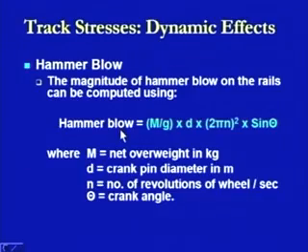This hammer blow is computed using a formula: m divided by g multiplied by d multiplied by (2 pi n) square, multiplied with the sine of theta, where m is the net overweight in kg, d is the crank pin diameter in meters, n is the number of revolutions of wheels per second, and theta is the crank angle.